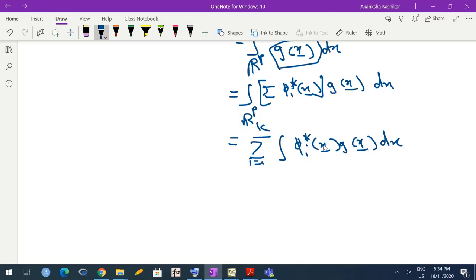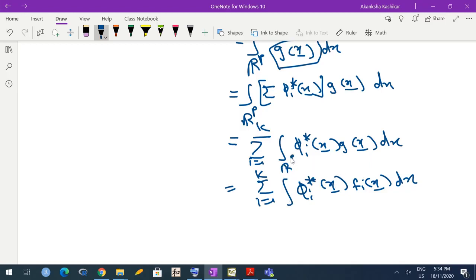Now phi_i star is 1 only when g(x) is equal to f_i(x) and it is 0 otherwise. Correct? That is how we have defined phi_i star. So phi_i star is 1 only when f_i(x) is equal to g(x), which means I can write this as the integral of phi_i star(x) f_i(x) dx, because otherwise the integral is anyway 0. When g(x) is not equal to f_i(x), over that part phi_i star is 0, so the integral is 0, so I don't need to worry about it. Okay, the integral is still over the entire R^p.